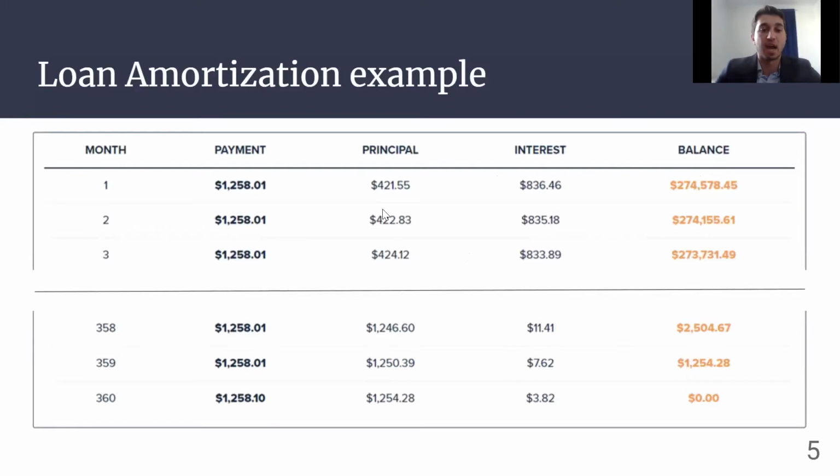So here we have the common 30-year mortgage. This is a loan for $275,000 at a 3.7% interest rate. It has payments of $1,258 per month, and as you can see in the first payment, about 2/3 is going towards interest and only 1/3 is going towards principal. In the next couple payments, the interest slowly decreases by about $1 or $2. And then we jump down to the last three payments toward the end of the loan, and almost the entire payment is going towards principal. This is because the loan balance decreases, so there's less interest to accumulate on.